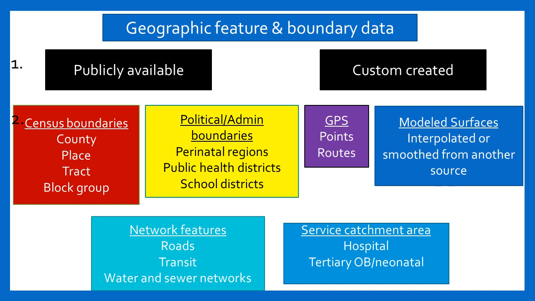And we can download free geographic feature data from a number of places. And common sources include, again, the US Census, where we could get county boundaries or place, city boundaries, tracts, block groups. But we also use sometimes perinatal regions or public health districts or school districts as boundaries of interest. And we can also consider, depending on the question, network features like roads or transit or water and sewer networks.